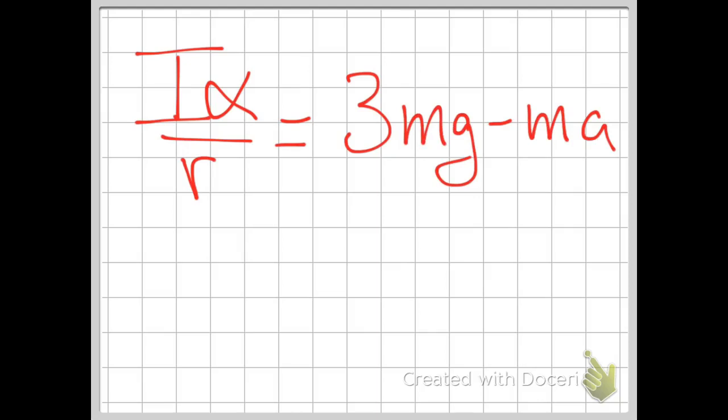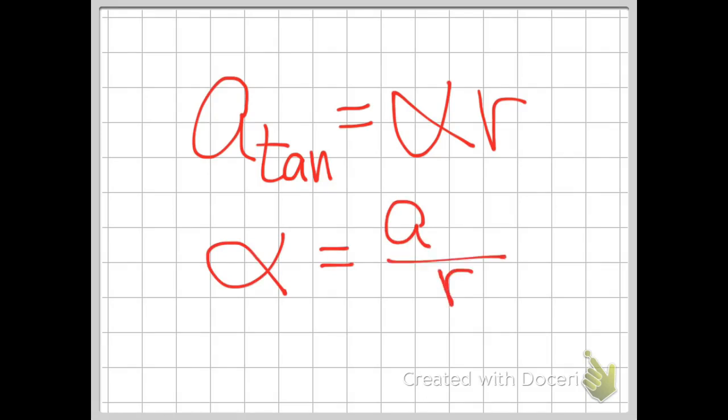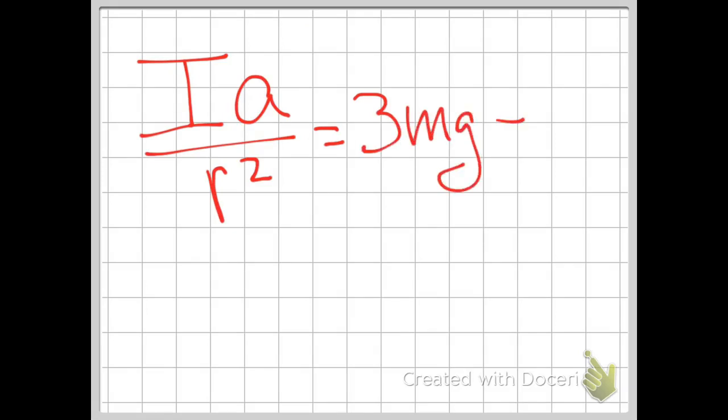Another equation we need to keep in mind is the one that we talked about earlier this year. This is one you would need to commit to memory. The tangential acceleration is equal to alpha times r. So that means that alpha is equal to the linear acceleration divided by the radius. So we can replace that in our equation. So now we have I a over r squared equals 3mg minus ma.